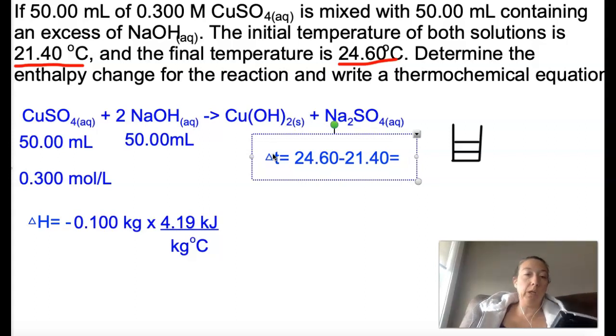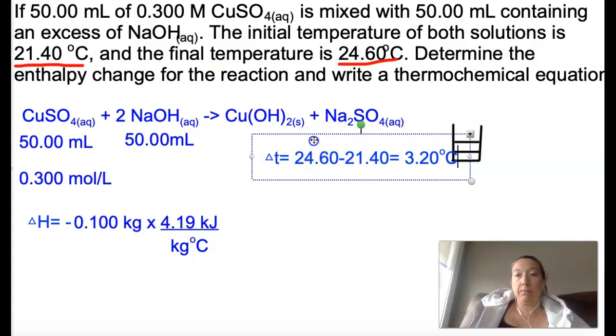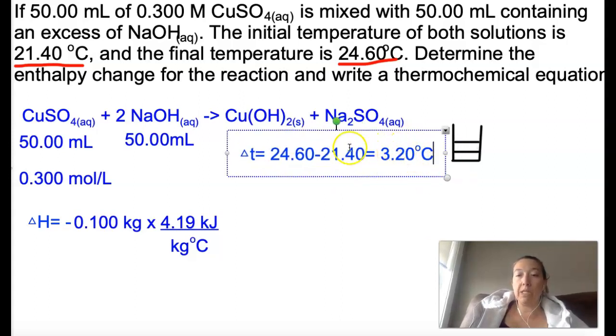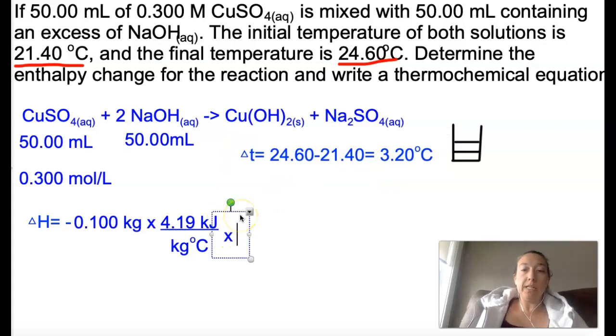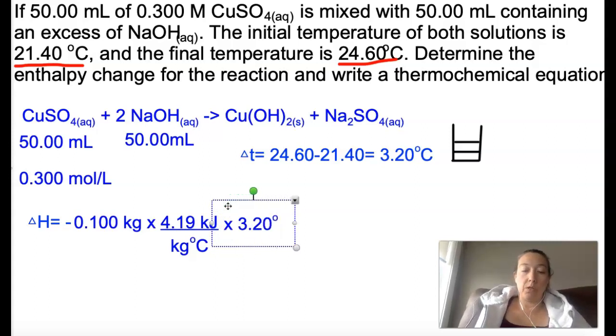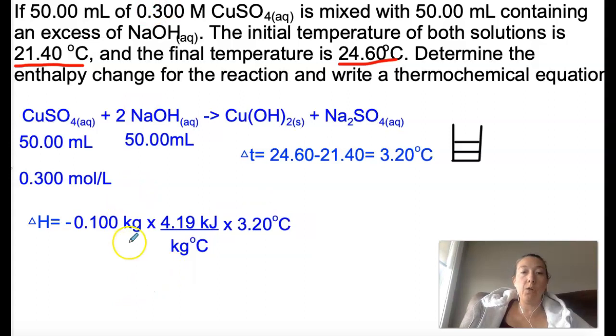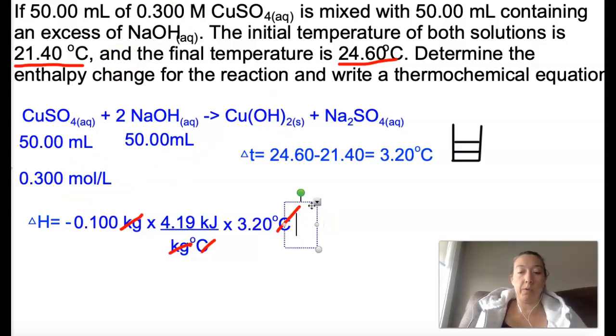24.6 minus 21.4, I come up with 3.20 degrees C. Right? And two numbers after the decimal, because this had 2 and this had 2. So this is going to be the number that I'm using in my calculation. So here, we're going to say times that 3.20 degrees C, right? So again, looking at the units, kilograms are gone, degrees C are gone. I have now calculated kilojoules, but I need it per mole, and this is the one that I had moles for. So moles has to go on the bottom because it has to be kilojoules per mole. So I am going to flip that over.